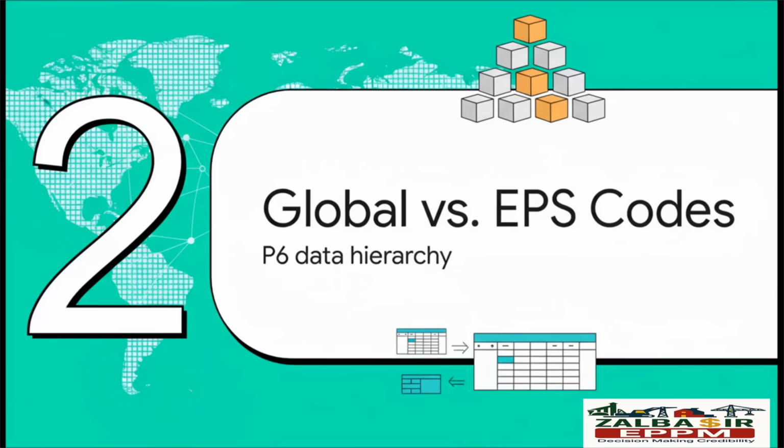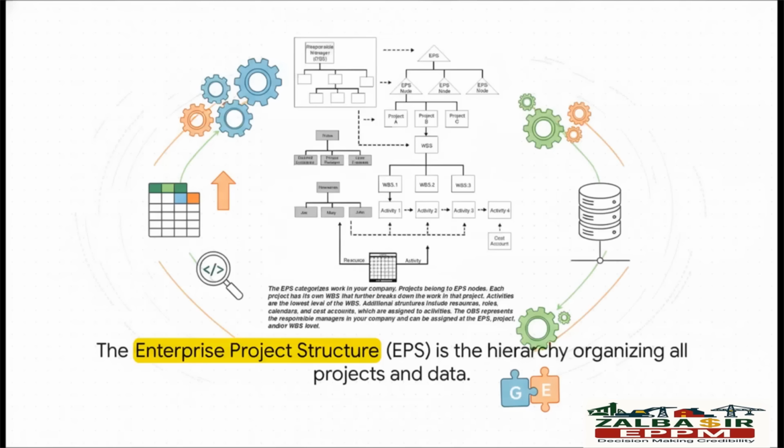All right, next up, let's make sure we're all on the same page about the difference between these two types of codes. Understanding this is actually key to building a P6 database that doesn't drive you crazy. This right here is the big picture. The Enterprise Project Structure, or EPS, is literally the backbone of your P6 database. Think of it like a family tree for all your projects. It organizes everything, and both global and EPS codes live inside this structure, just at different levels.